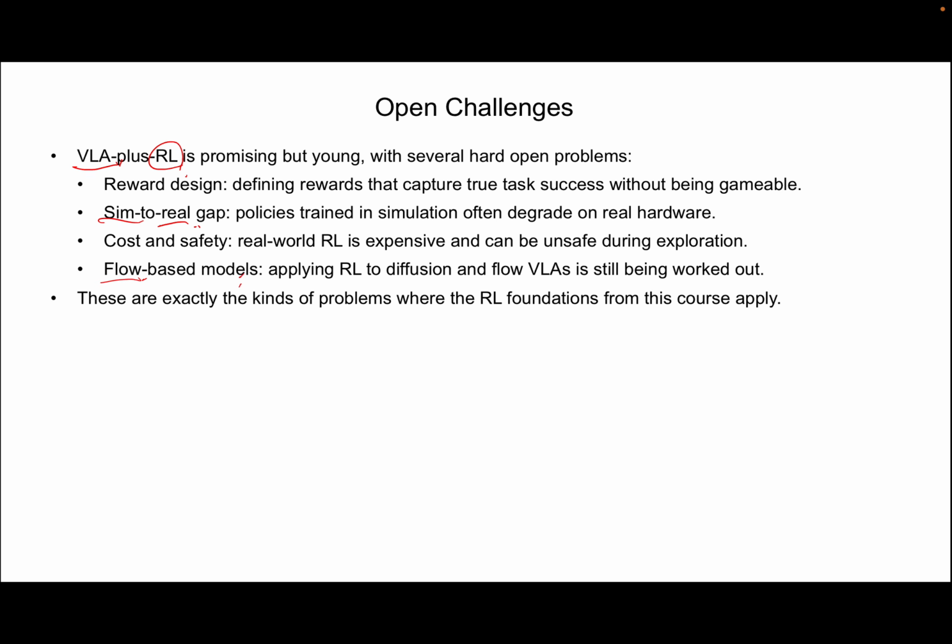I'm not sure you learned flow. Flow is a kind of advanced version of diffusion, DDPM. So flow is a good way for generative modeling these days, so that we can make our policies better with flow, especially for continuous VLA models. And incorporating such flow for the diffusion is also an open research topic. These are exactly the kinds of problems where the RL foundations from this course apply.